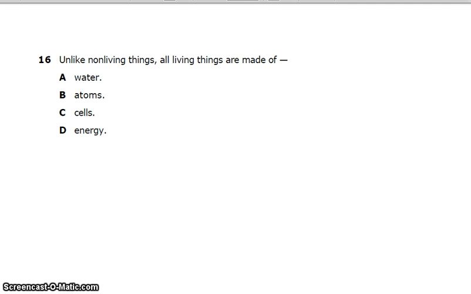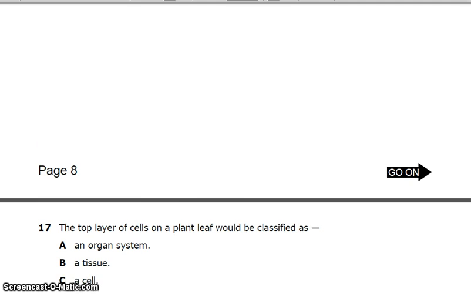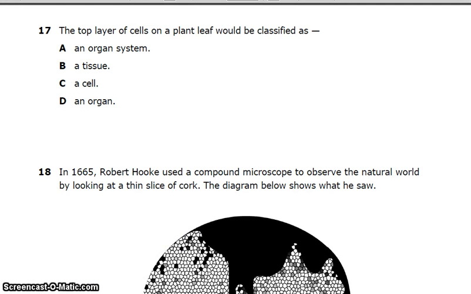Question 16. Unlike non-living things, all living things are made of water, atoms, cells, or energy. Question 17. The top layer of cells on a plant leaf would be classified as an organ system, a tissue, a cell, an organ.